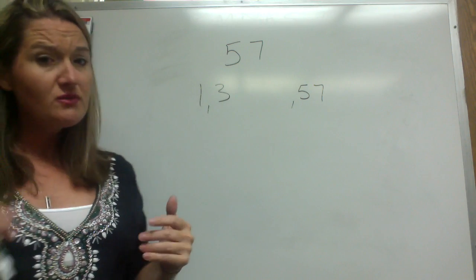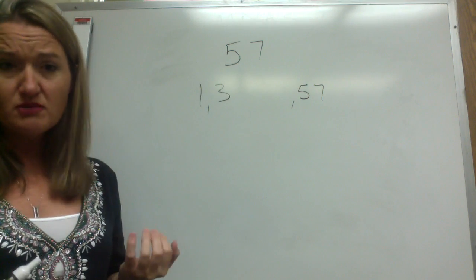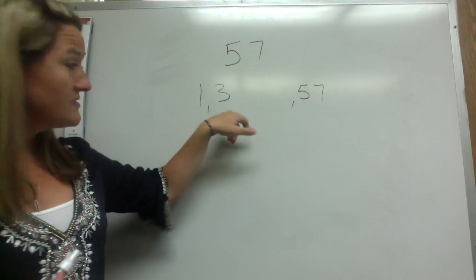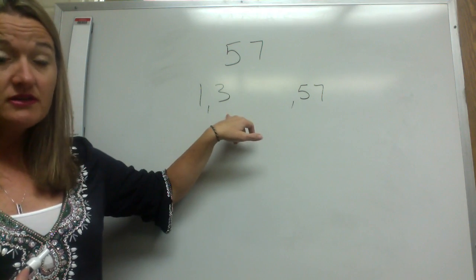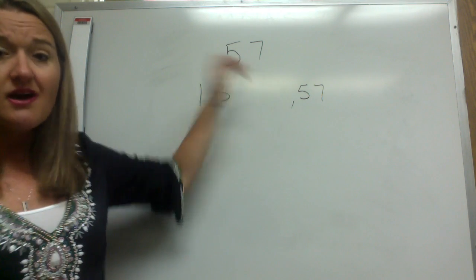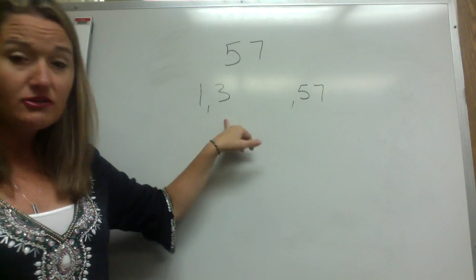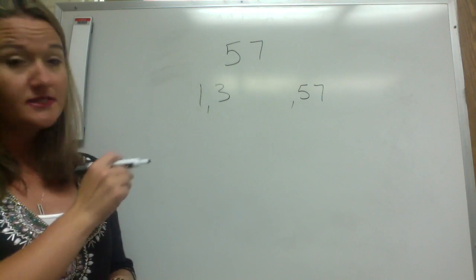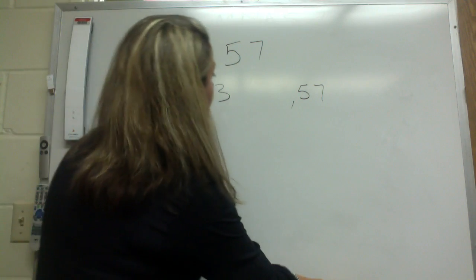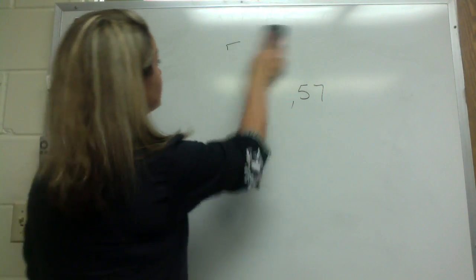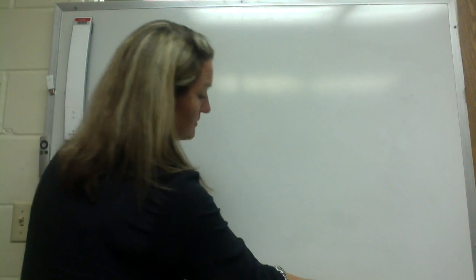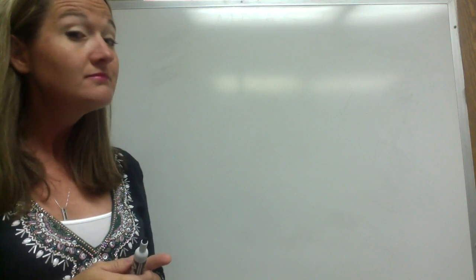If I'm just determining whether this number is prime, since I've already figured out that 3 does divide evenly into it, I can stop, because that means it is not a prime number. So 57 is not prime. What's the other word? If it's not prime, it is composite.